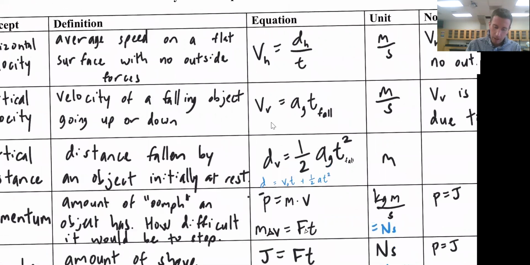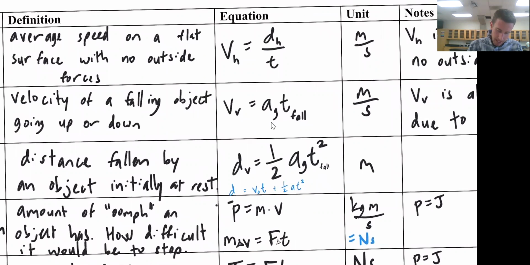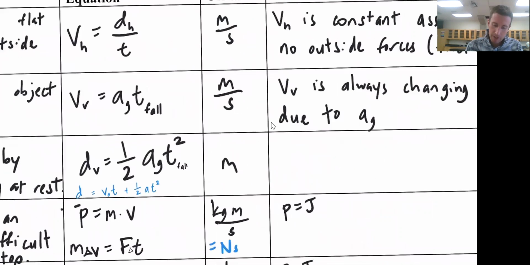The equation that we're going to use is v sub h is equal to d sub h over t. This is looking really familiar, right? Velocity is distance over time, or horizontal velocity is horizontal distance over time. Basically, we're just re-emphasizing that we have to separate horizontal from vertical as we note, or as we calculate. The unit is meters per second.